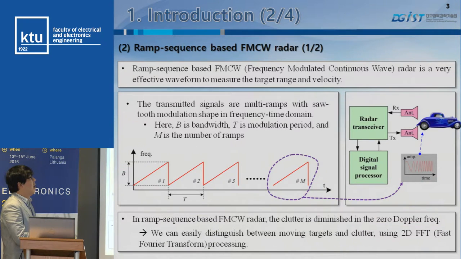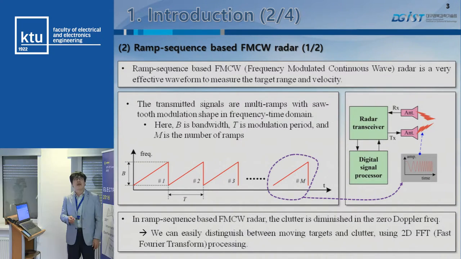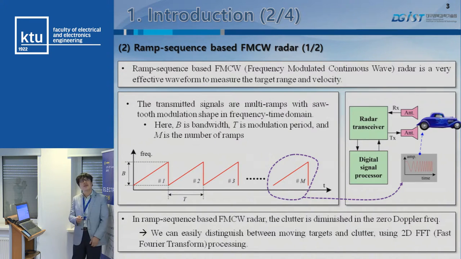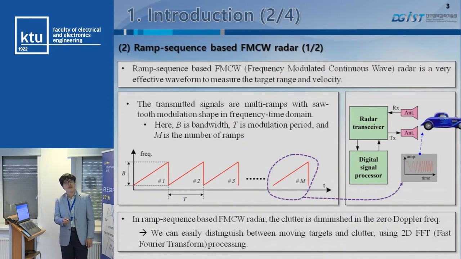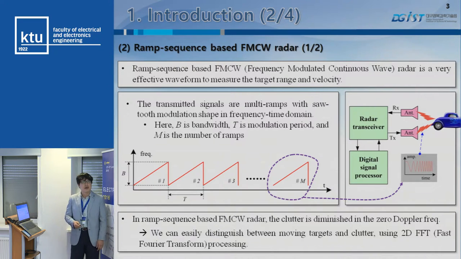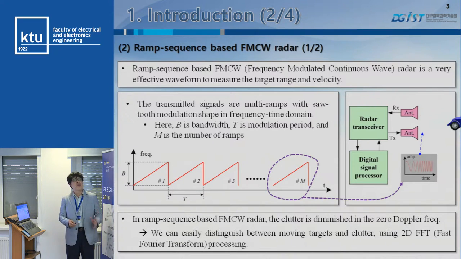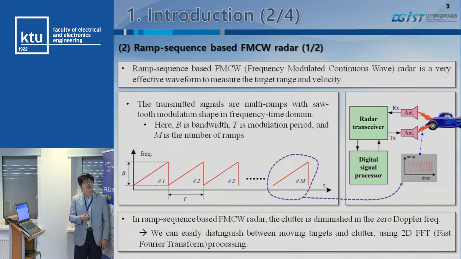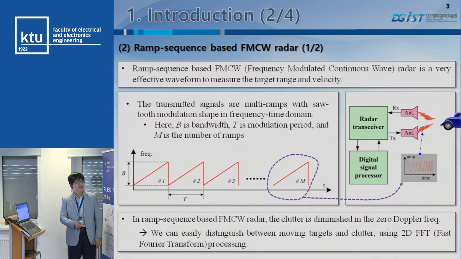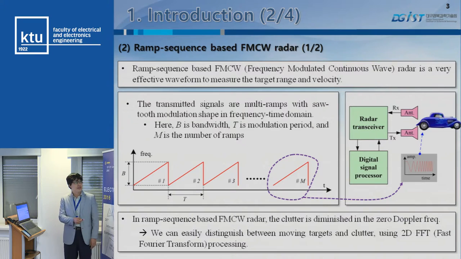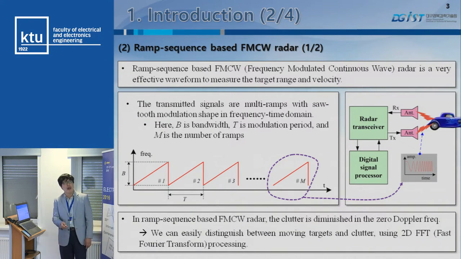Ramp sequence based FMCW, FMCW means frequency modulated continuous wave. Ramp sequence based FMCW radar is a very effective waveform to measure target range and velocity. This figure is the FMCW radar scheme. The transmitted signals are multiple ramps with a sawtooth modulation shape in the time frequency domain. Here B is bandwidth, T is modulation period, and N is the number of ramps.